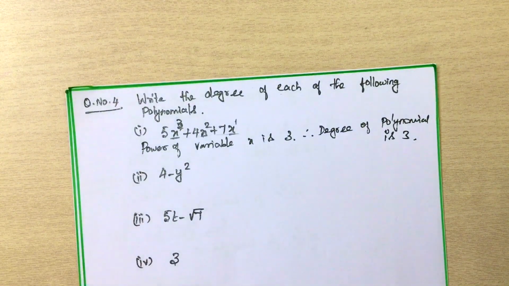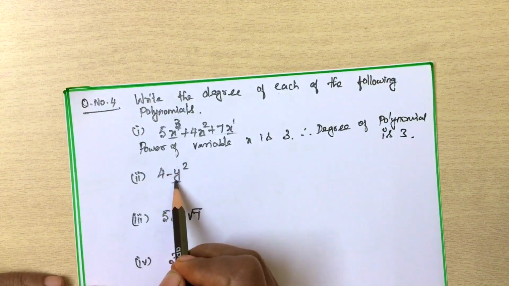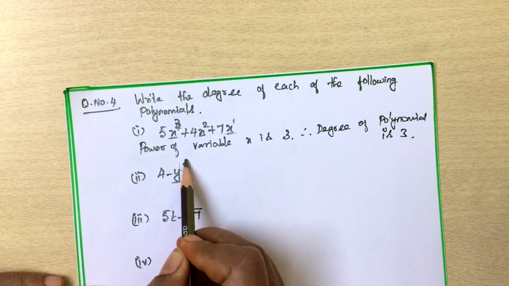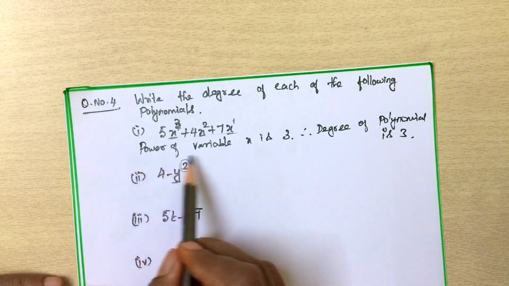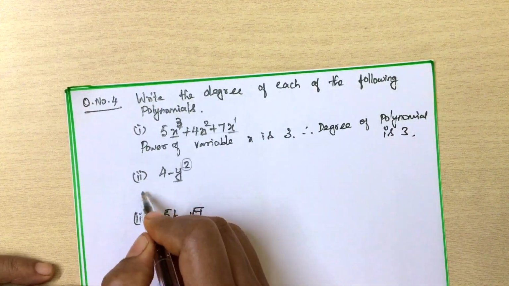Okay, now the next one. There is only one variable present here, which is y. So we don't have any confusion here. What is the power of this variable? That is 2. Now you can write power of the variable y is 2. Therefore, degree of the polynomial is 2.